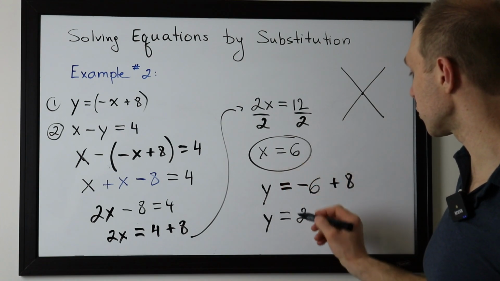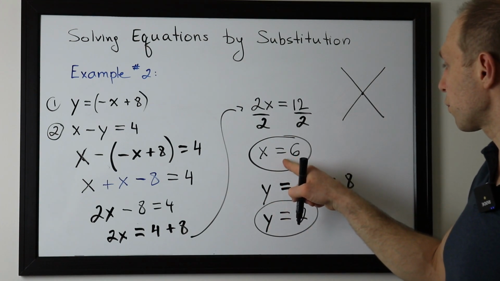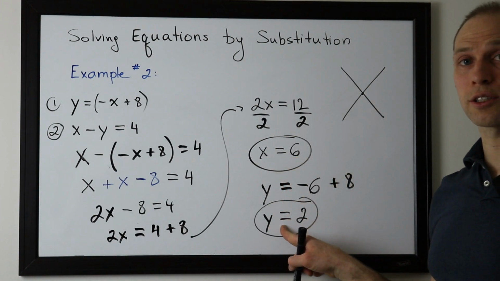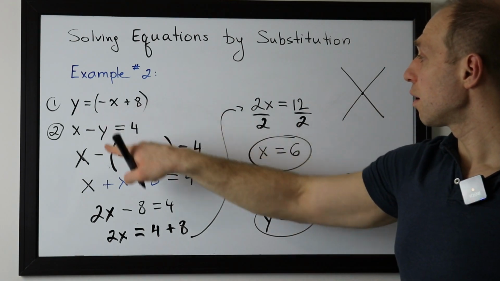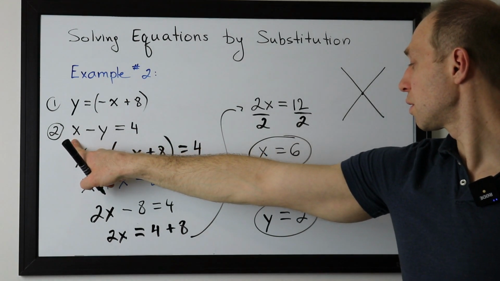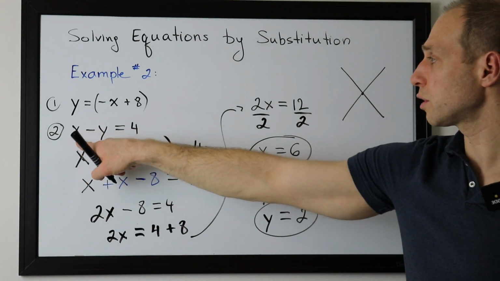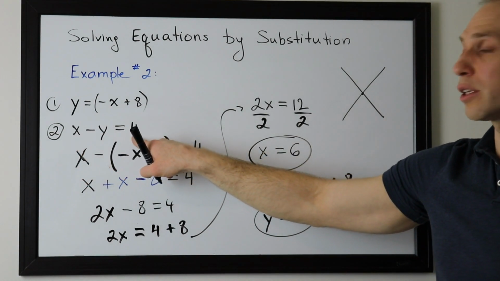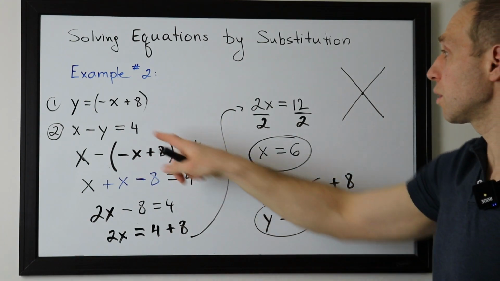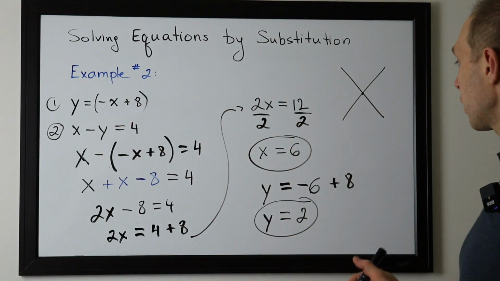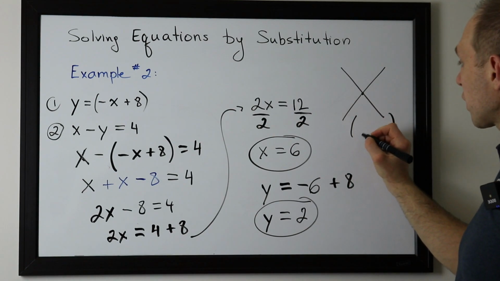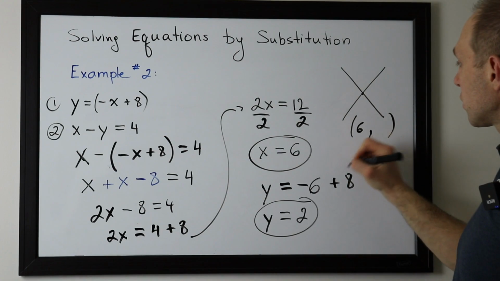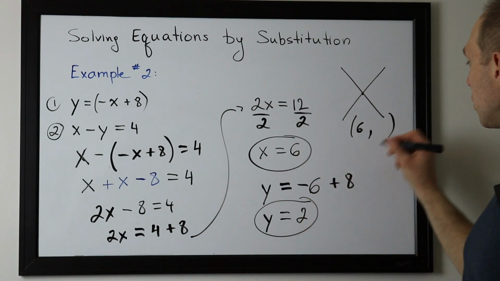Okay, let's check our answer. So we have this answer for a horizontal position and this answer for a vertical position. If x is 6 and y is 2, 6 minus 2, the answer is 4. That's also correct. We have already done it for our first one, so we know our answer is correct. So the point of intersection must be written in brackets in this form: 6, comma, 2.